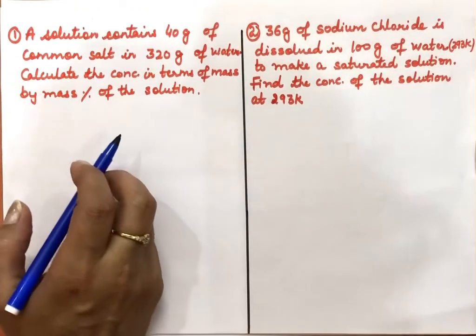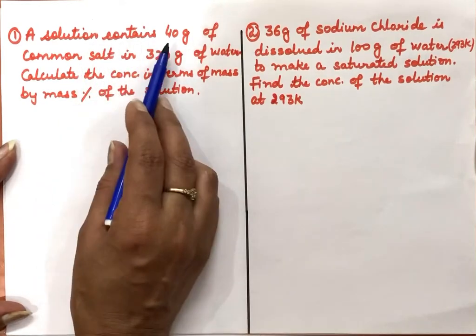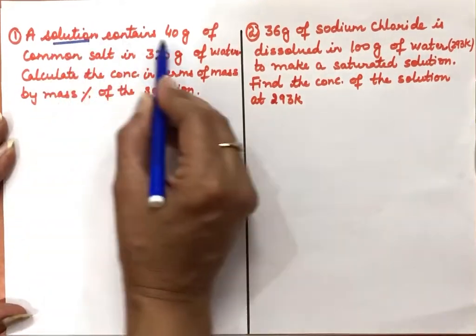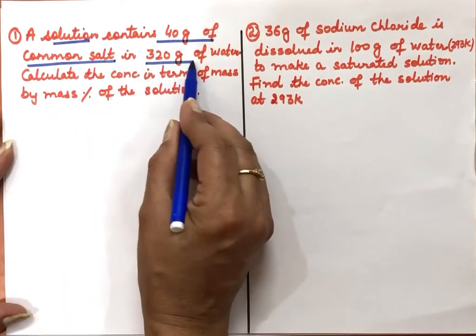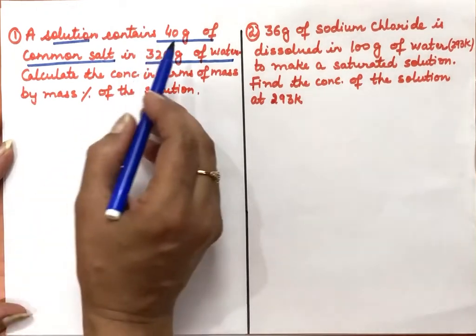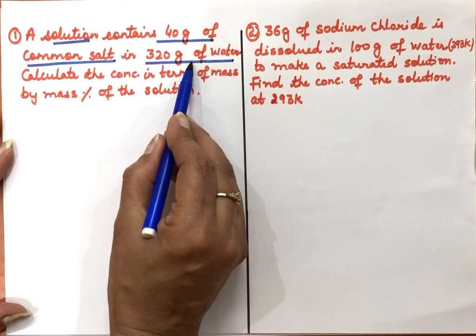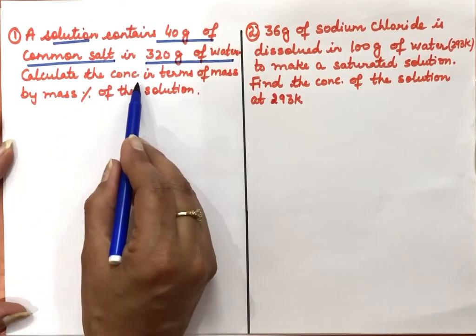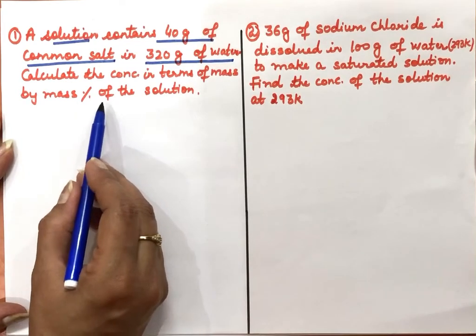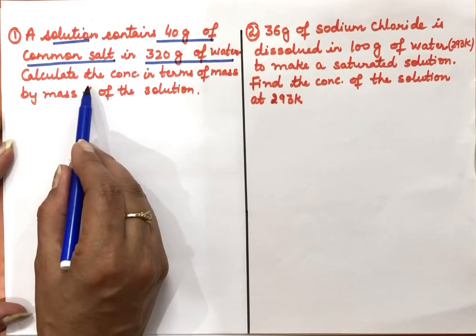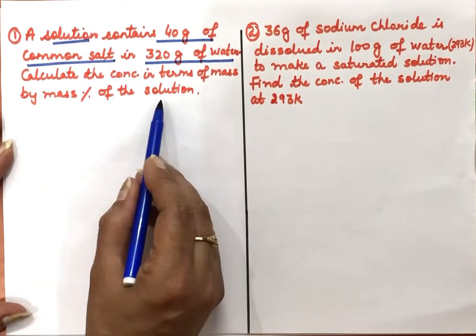Yes, beta, we'll continue with the numericals of the concentration of solution part. A solution is made by taking 40 gram of common salt and it is dissolved in 320 gram of water. That means this is solute, 40 gram, and this 320 gram is a solvent. Calculate the concentration in terms of mass by mass percentage. So we have to use only the mass in the formula of calculating the concentration. That is, we have to calculate the percentage of the solution.